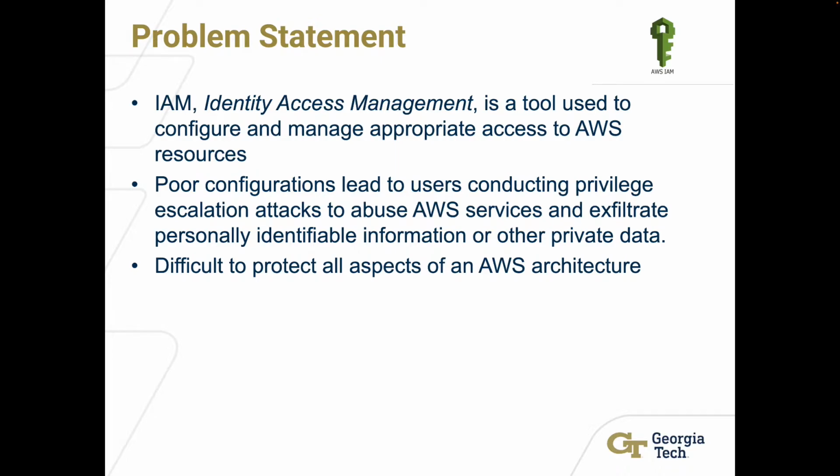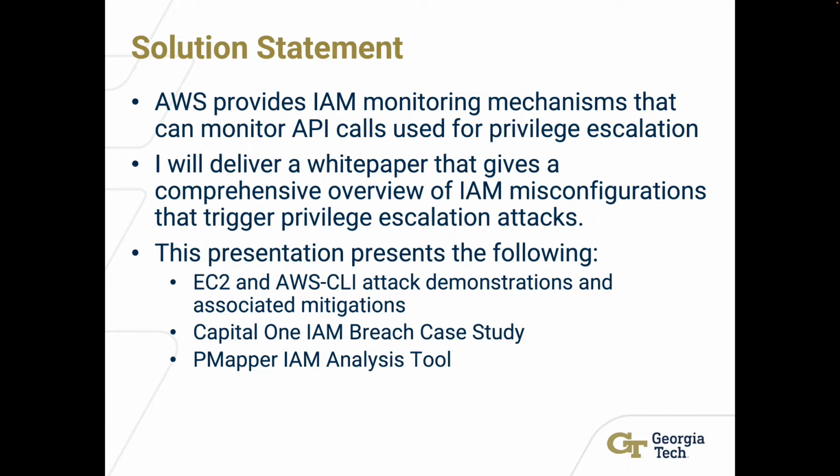And it's really difficult to stop this because AWS can be very intricate and very large, and that's something I wanted to investigate. During the semester, I said I wanted to write a white paper that captures the various attacks and mitigations that I'm going to show you shortly. And just a quick sequence of events through this presentation: I'll show you an EC2 and CLI based attack and how I was able to mitigate them. Then we'll talk about the Capital One IAM breach case study and the PMapper IAM analysis tool.